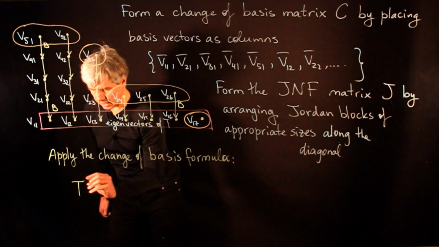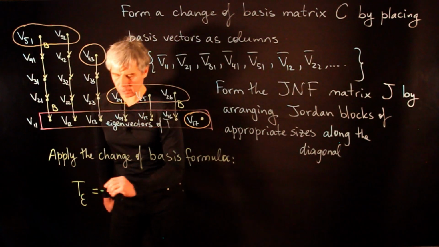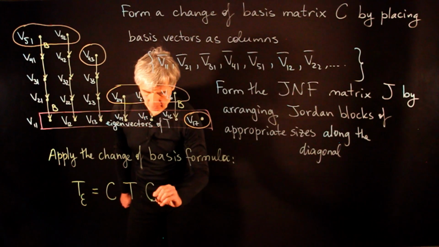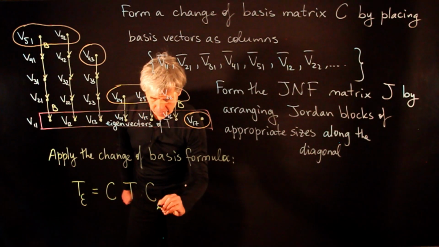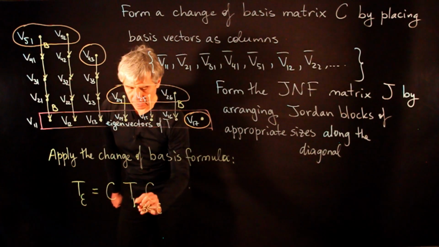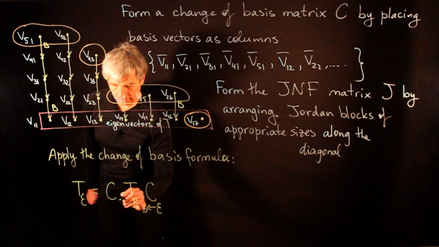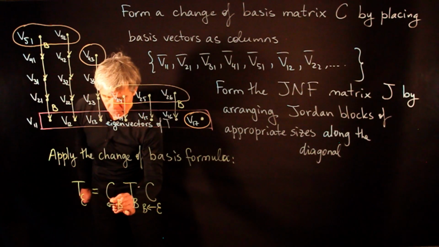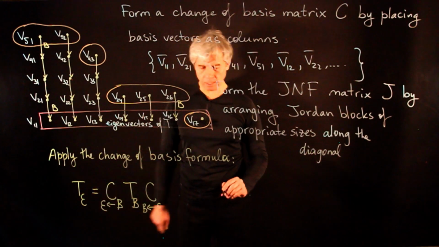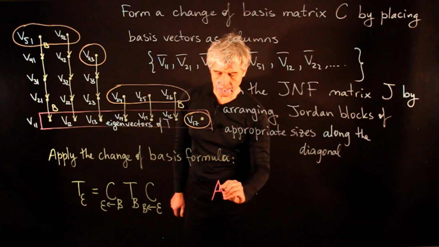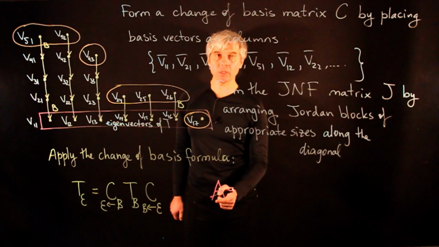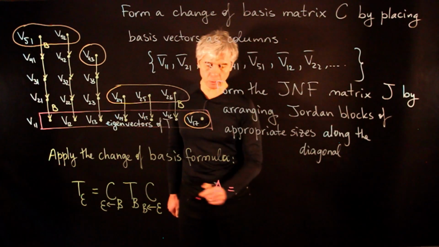The matrix of T in the standard basis is equal to the product of the following three matrices, where we have the change of basis from standard basis to basis B, then we have matrix of T in basis B, and then we change the basis from B to the standard basis E. If the matrix of T in the standard basis is matrix A, then here we get the following relation between the original matrix and its Jordan normal form.